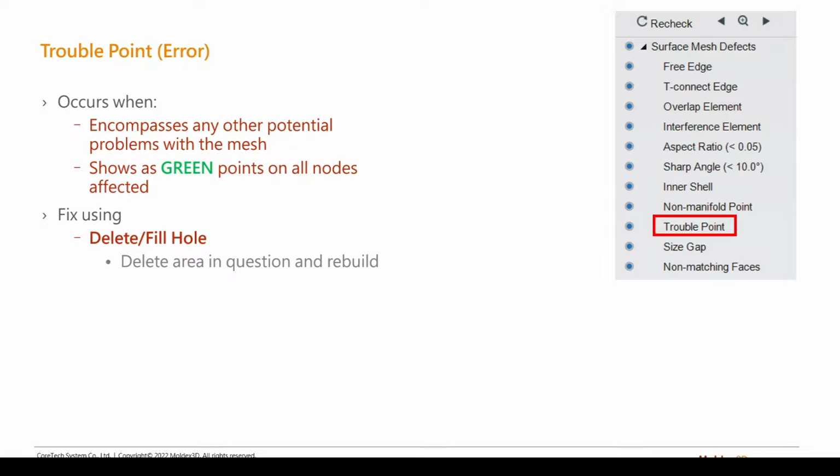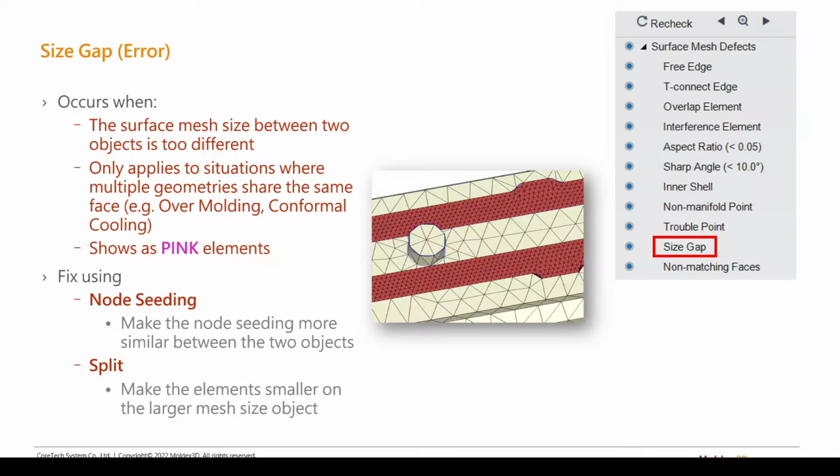All right, the penultimate error here, size gap, will happen whenever you have a large size disparity between the different surface meshes between two objects. They'll typically show as pink elements, and you can see in the picture here where we have a mold insert in red and the part in the beige color. You can see how different the sizes are between the elements on the part and the elements on the insert.